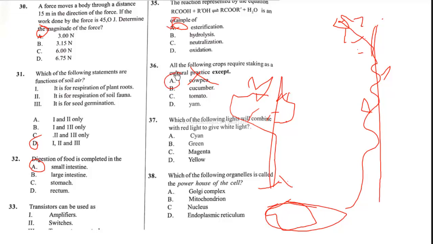Which of the following lights will combine with red light to give white light? Which of the following organelles is called the powerhouse of the cell? Powerhouse is mitochondria. You know it. Mitochondria.